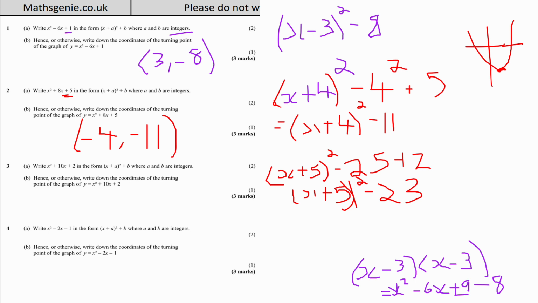Part B, working out the coordinates of the turning point. So it's going to be negative 5, negative 23. Let's remember that the sign is always opposite the sign in the bracket. Then it's negative 23 for that one. And then obviously close the bracket here because it's a set of coordinates.